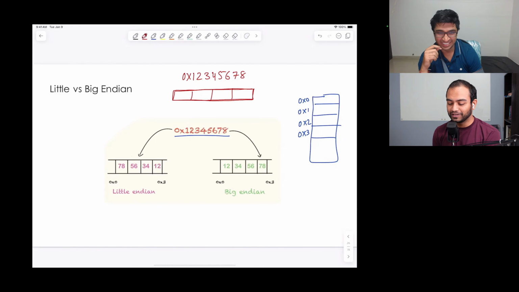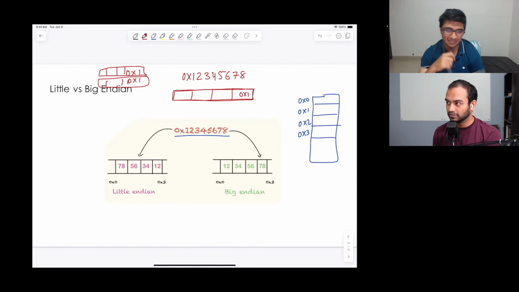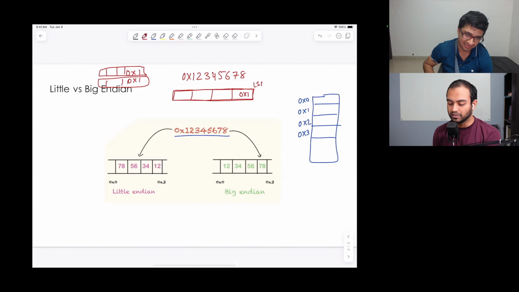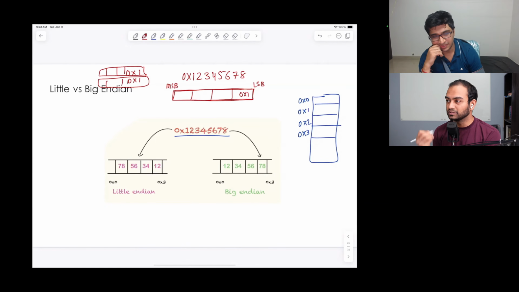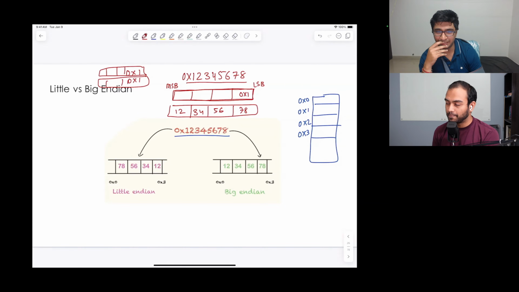Okay, so let's talk about adding 1 to 1. Imagine this is a 32-bit number, both of them. Then in the CPU register, the 1 will show up here. This is the LSB side, and this is the MSB side. So if we were to add this number to 1, then this must be represented like 1, 2, 3, 4, 5, 6, 7, 8. This is what is big endian, right? Yes, this is big endian.